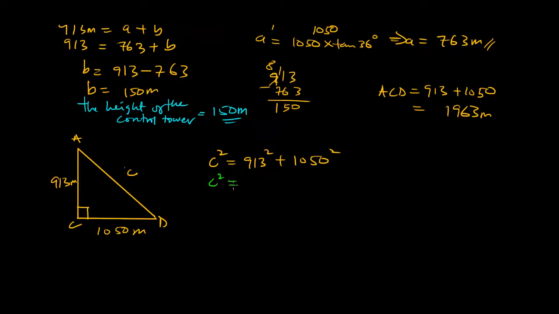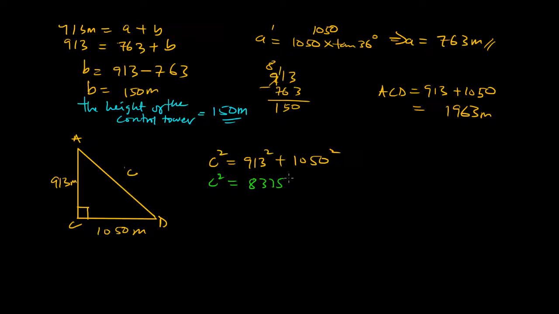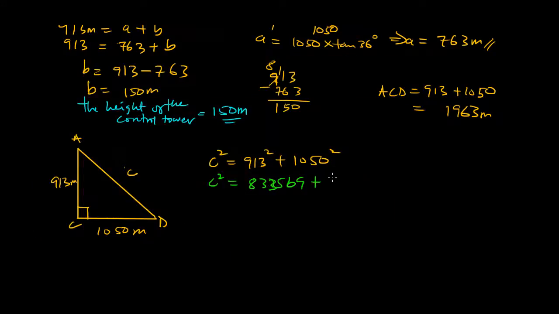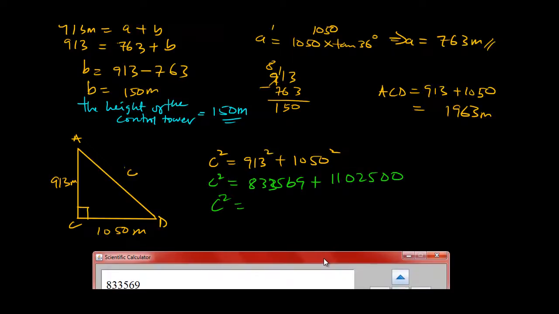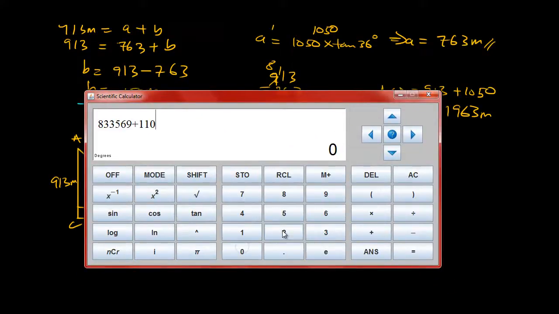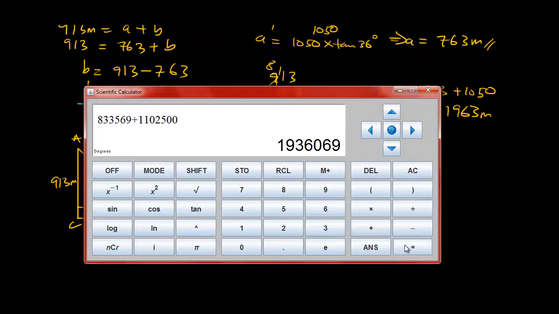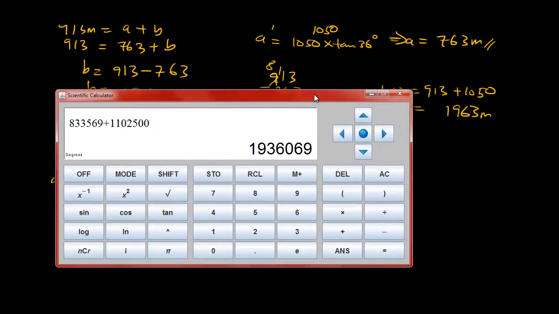So C squared is equal to 913 squared, which is 833569, plus 1050 squared, which is 1102500. Now let's add 833569 and 1102500. After we sum this together, we have 1936069.